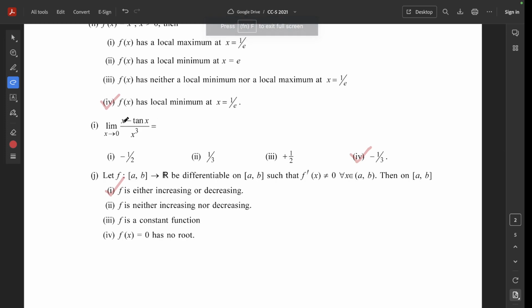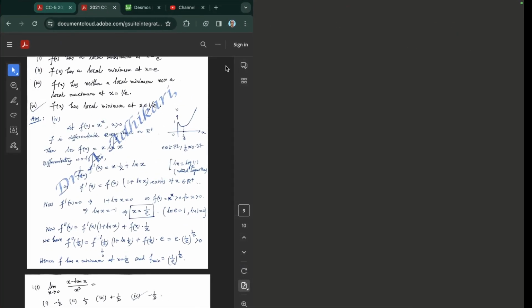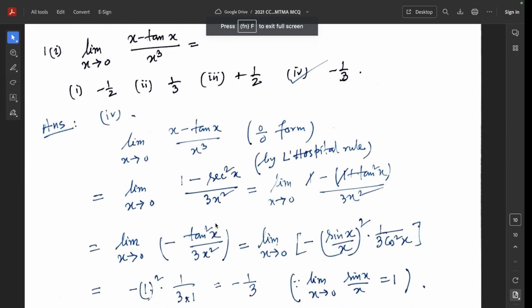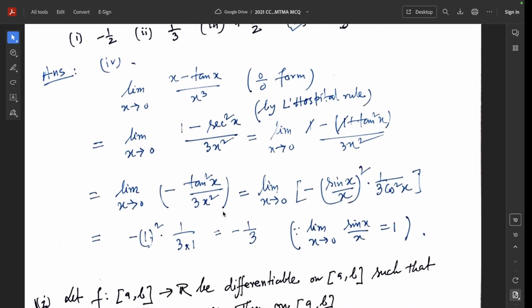Question I: limit x tends to 0 of (x minus tan x) by x cube. The correct option is 4, minus 1 by 3. Applying L'Hospital rule, since x minus tan x by x cube is 0 by 0 form, differentiating numerator and denominator, we get tan square x by 3x square. This tan square x by x square can be written as (sin x by x) whole square into 1 by 3 cos square x. As x tends to 0, sin x by x equals 1 and cos 0 is 1. So we get minus 1 by 3 as the correct answer.